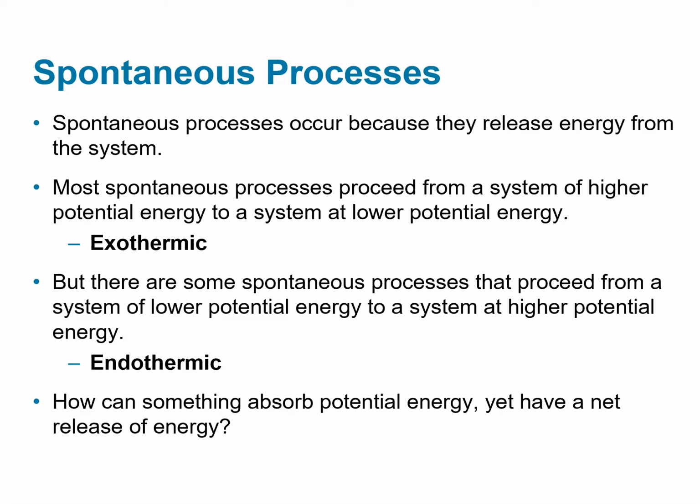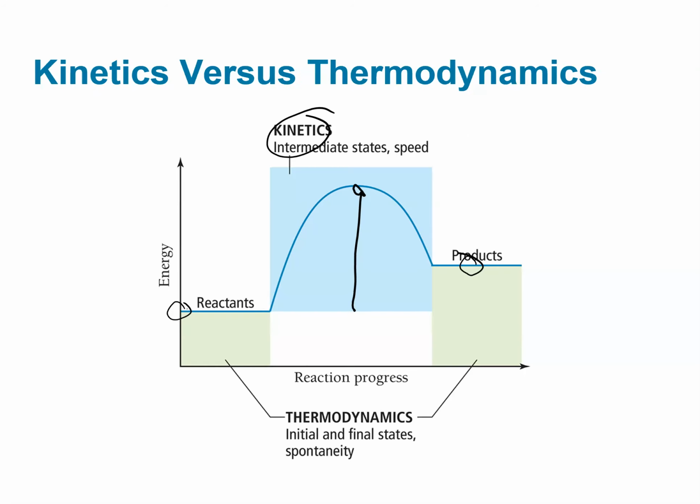So let's talk about spontaneity of processes in a little bit more detail and start giving some specific terms which are really important for describing these processes in terms of chemistry conversation. So spontaneous processes occur because they release energy from the system. And that's one way to view it. Coming back here, this would be a non-spontaneous process because the product is higher than the reactant, and because the products are higher in energy than the reactants, you have to put energy into that to make that proceed.